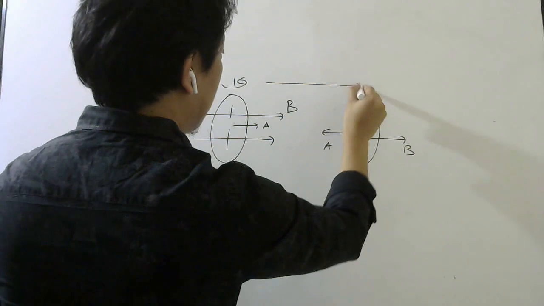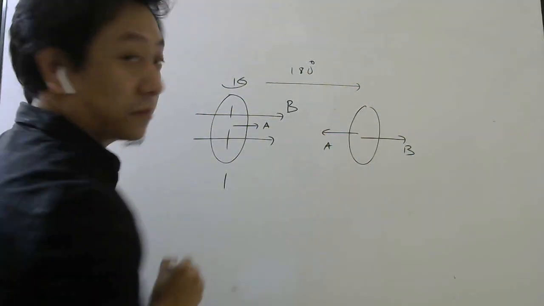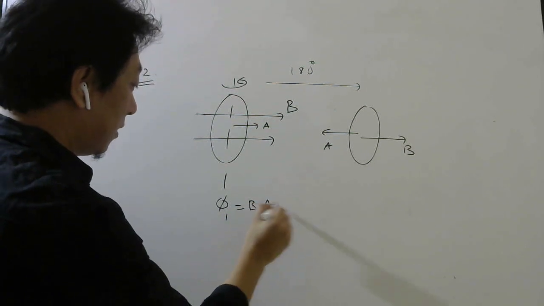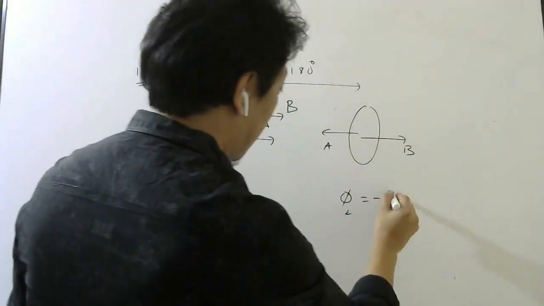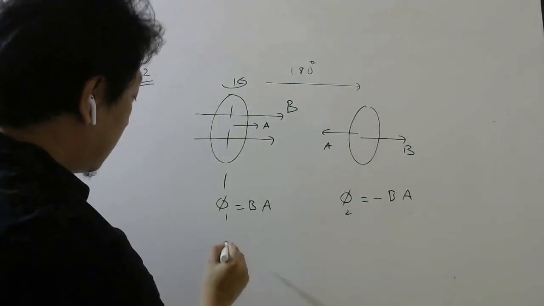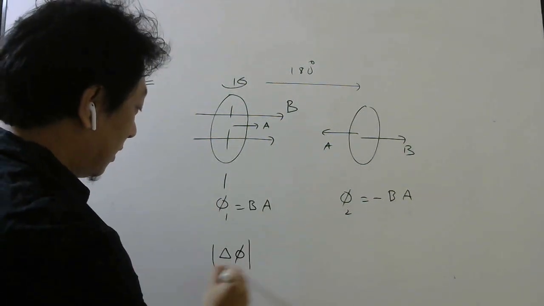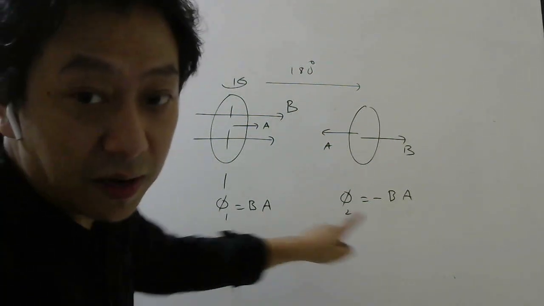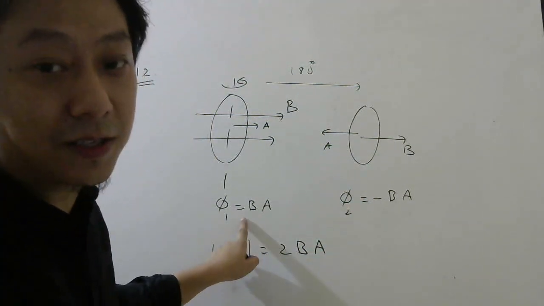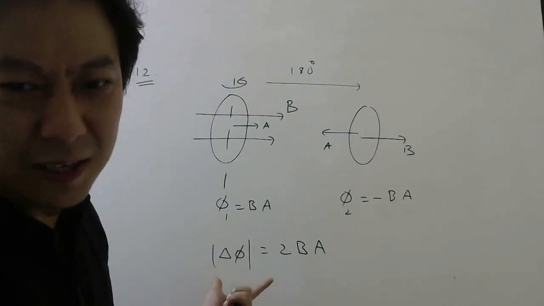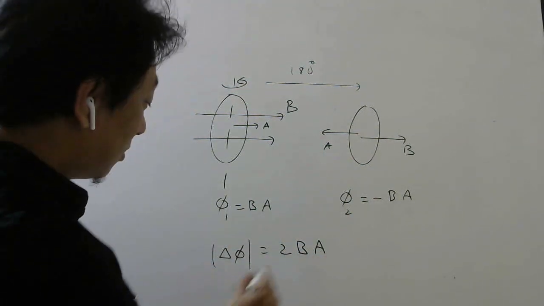So by 180 degree if you rotate, what is the initial flux? B into A. What is the final flux? Minus B into A, because this is cos 180, this is cos 0. So the change in the flux will be what in magnitude? 2BA. This minus this, or you can say final minus initial, so minus BA minus BA gives minus 2BA. Only magnitude we want, so 2BA. So this is the change in flux.